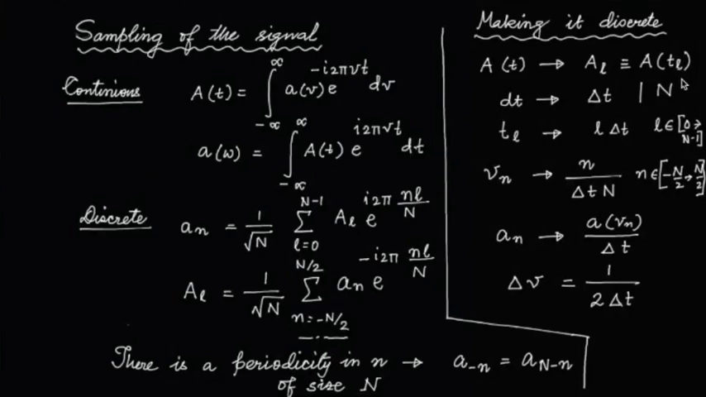Sir, on the left side in discrete, where you wrote AN and AL. So this corresponds to A of t, and this corresponds to A of nu. So this should be nu. Correct that. I didn't get what your confusion is.